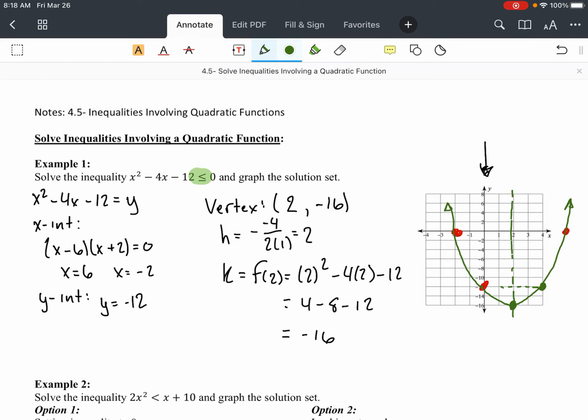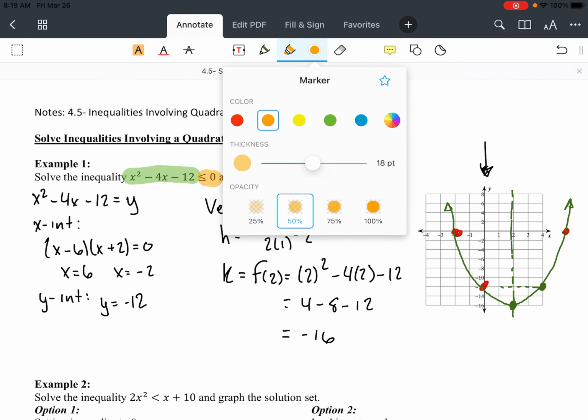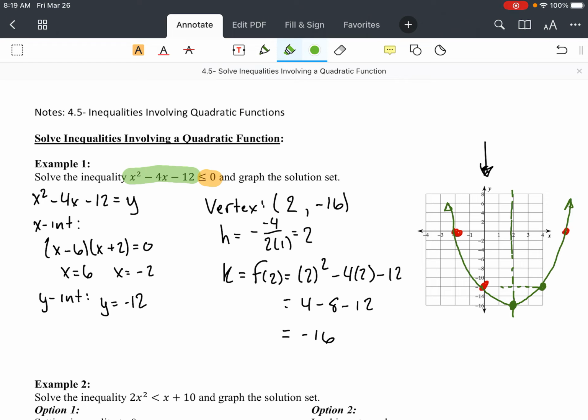All right, now we can start taking a look at what the inequality is actually asking for. Okay, so it says we're looking where the line, so this is a line, in terms of x is less than 0. So what this means is we're actually looking for where the line is below the x-axis. Okay, so we're looking at where the line is below the x-axis, which is this space here.